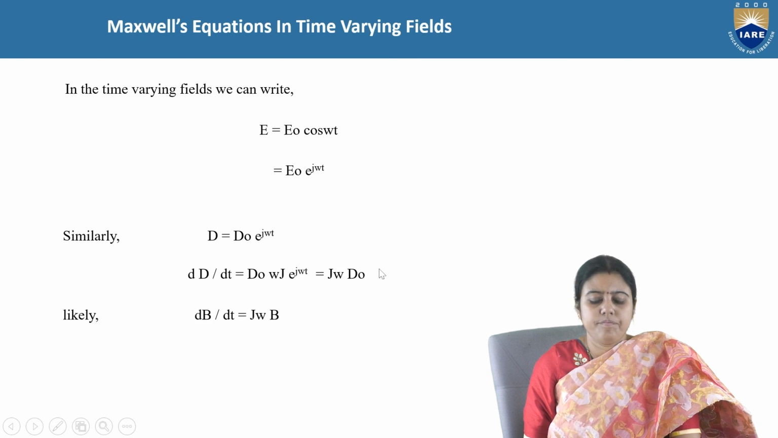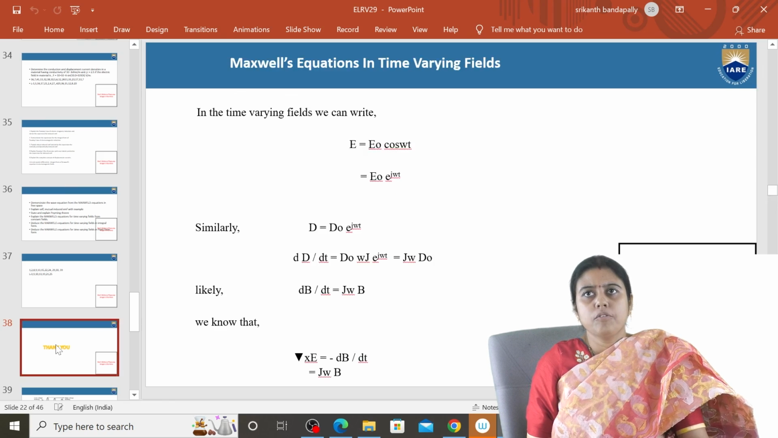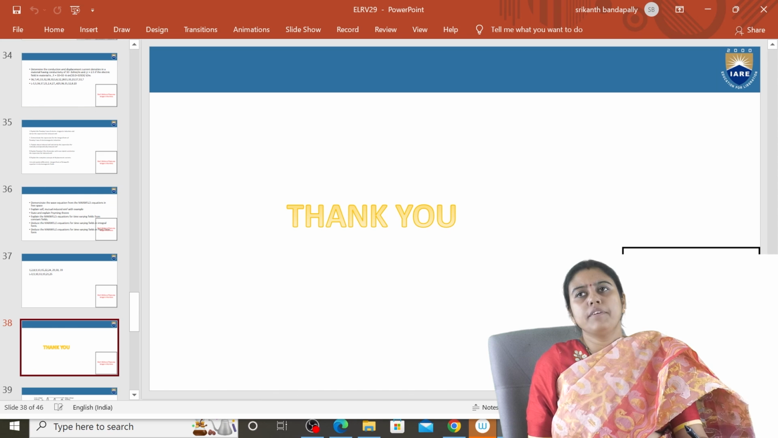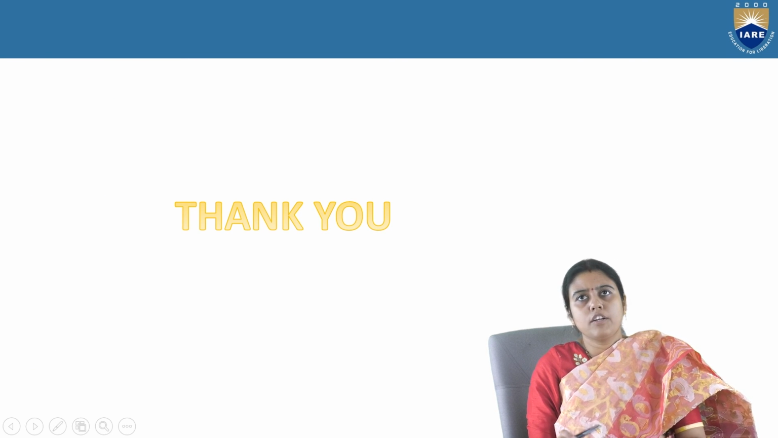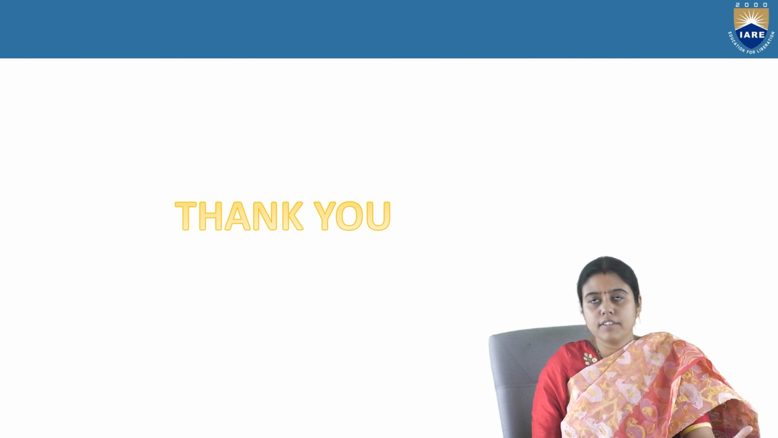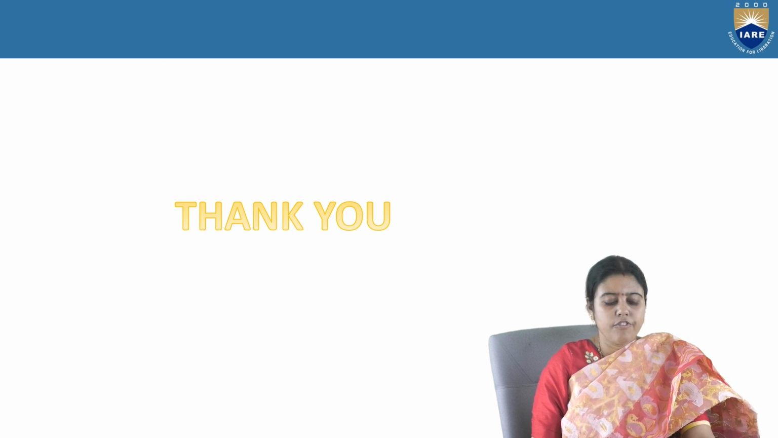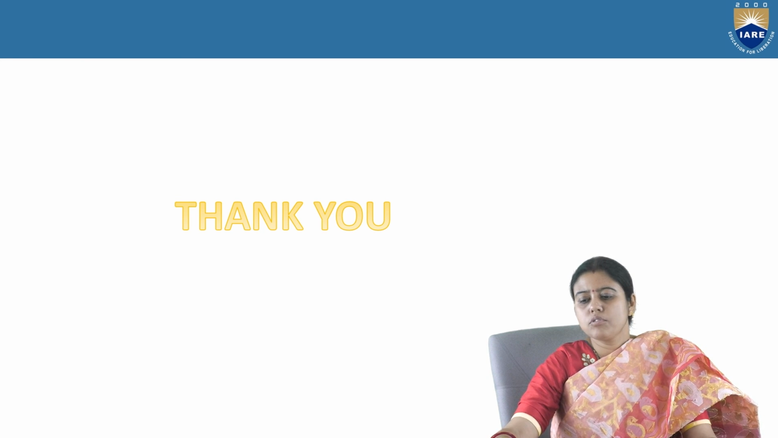So in today's class we have discussed what is the time varying field, what is Faraday's law, what is the induced EMF, what is the displacement current, and what is the conduction current, and Faraday's law in the vector form, or again we can call it Maxwell's fourth equation. So up to this is today's class.